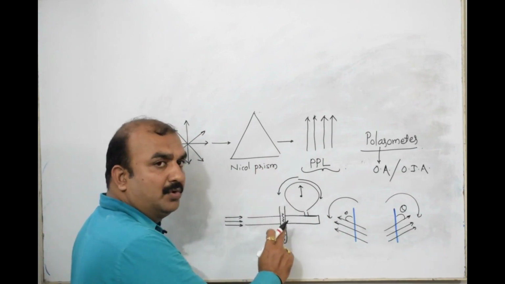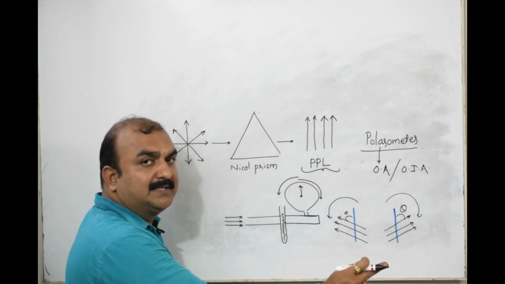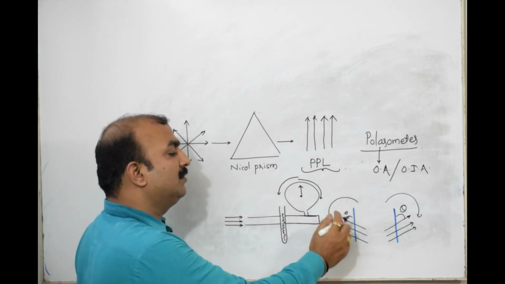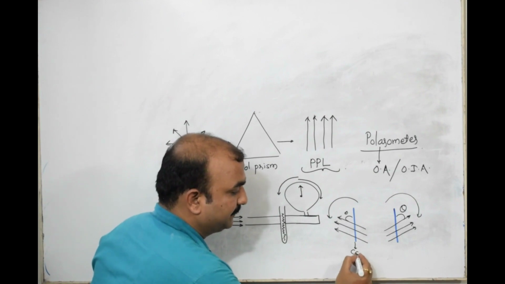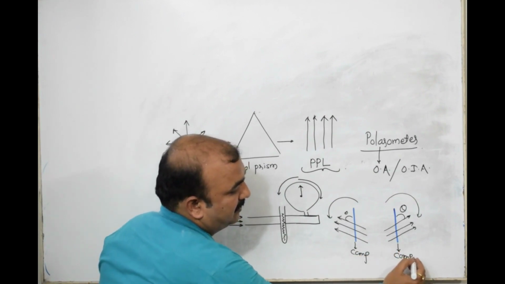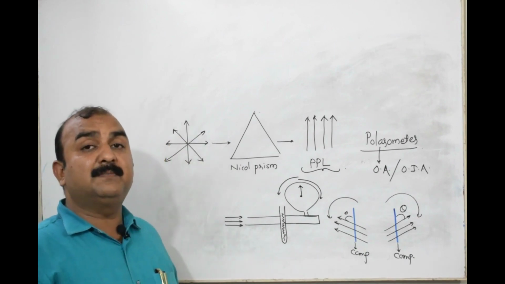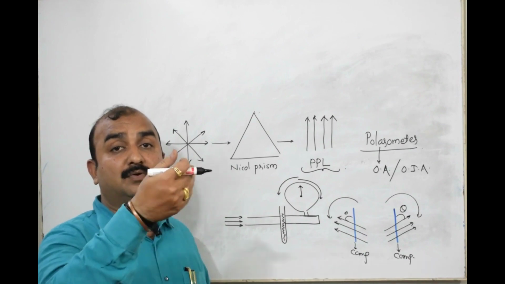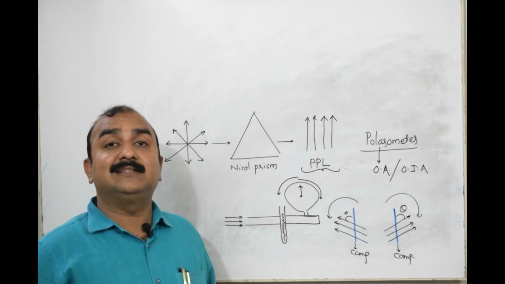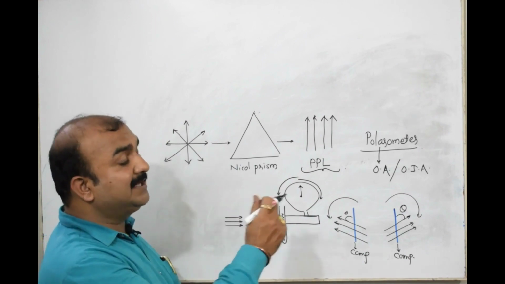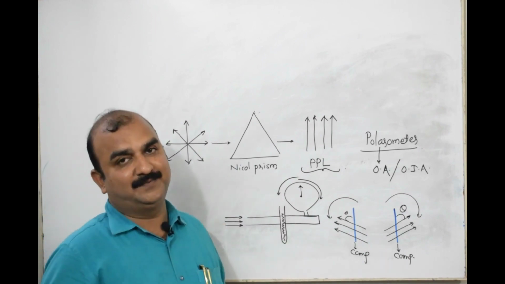If the compound rotates the plane of the polarized light in the clockwise direction, the needle shows clockwise deflection. So this blue is the compound. This is also a compound. When the compound rotates the plane of the polarized light in the clockwise direction, the needle shows clockwise deflection. When it rotates the plane of the polarized light in the anti-clockwise direction, the needle shows anti-clockwise deflection. In both cases, the compound is optically active.